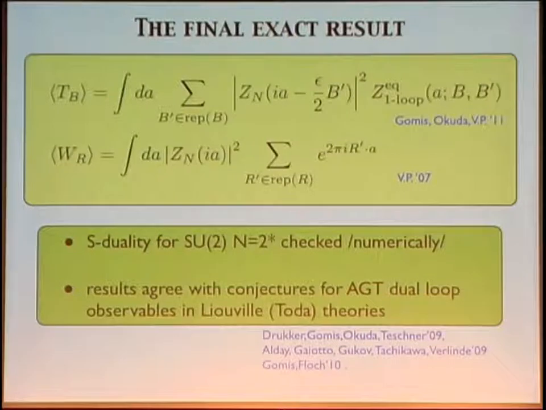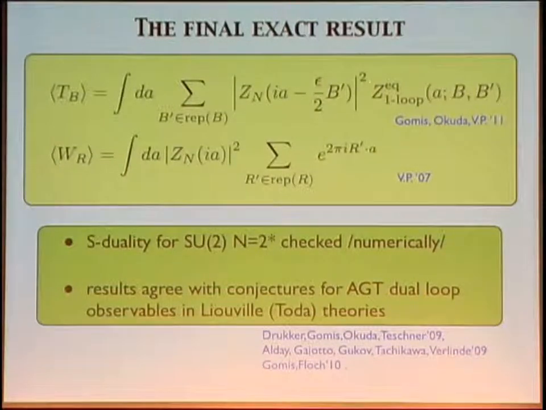After we combine those with the contributions of instantons and one loops, the final formula takes this form. It's a sum over weights which appear in the representation defined by the highest weight b for the 't Hooft operator, times the absolute value squared of the partition function in the omega background, times a certain one-loop correction coming from the integration of the moduli space of those point monopoles with parameters b and b prime.